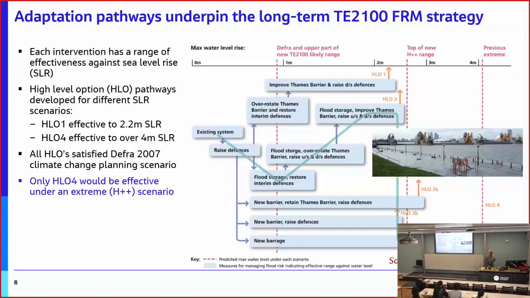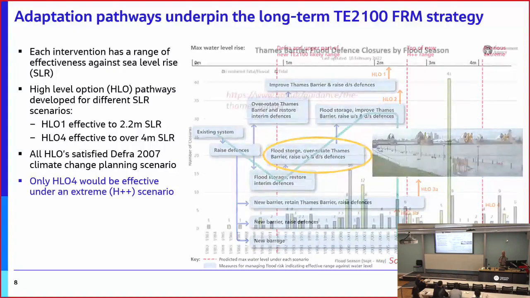And that is one of the big advantages of taking this long-term planning horizon and considering sequences of coherent actions. So the lines through this diagram have all been carefully thought through, underpinned by modelling and investigations, and they're, if you like, a route map into the future.